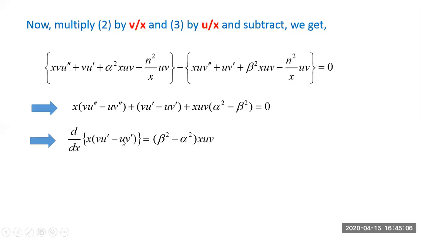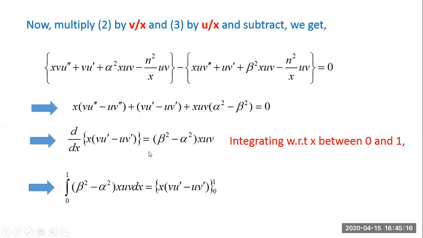Now integrate this with respect to x between 0 and 1. So integrate both the sides with respect to x between 0 and 1. Let me write the right hand side first. I get beta square minus alpha square, x u v, integration from 0 to 1 with respect to x. Then the integration of the left hand side, the integration of d by dx will give only x into v u dash minus u v dash from 0 to 1.